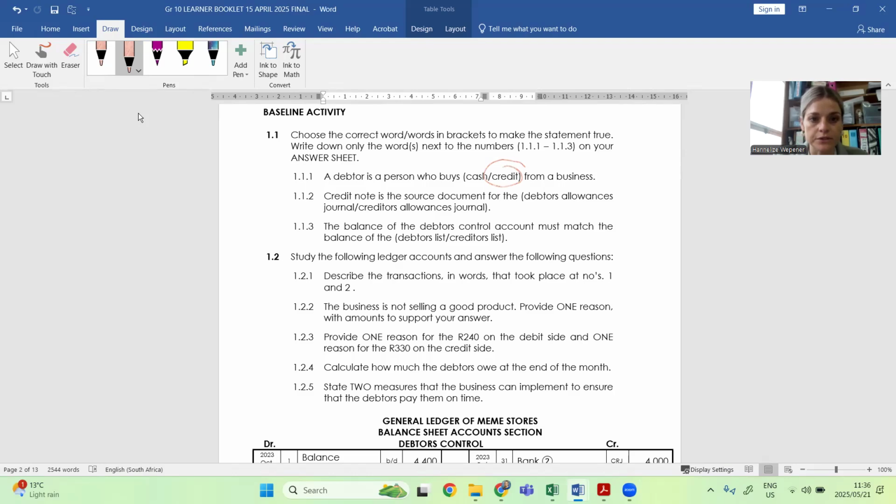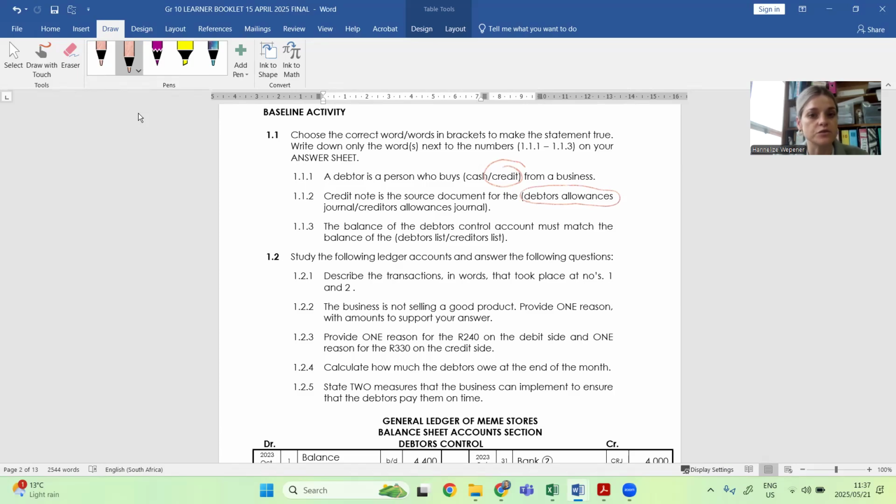So then 1.1.2, credit note is the source document for what? So remember, whenever we issue a credit note, it means that we are decreasing the asset, because in our books, assets decrease on the credit side. So that means that our debtors will be issued with credit notes because our debtors are assets and assets decrease on the credit side. So credit note goes with debtors.